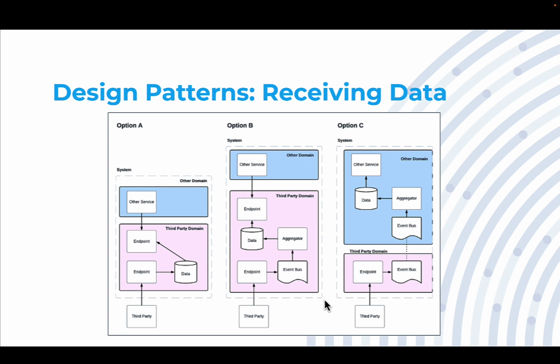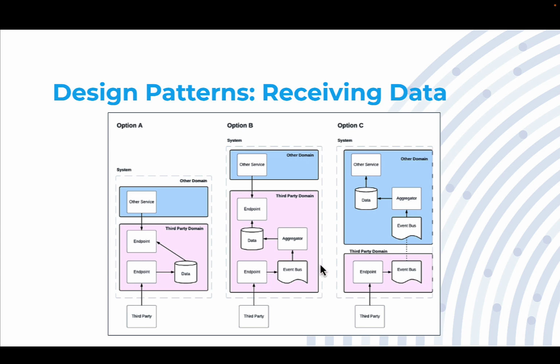Option B is similar, except instead of getting the data and directly storing it in a database, our endpoint in this case is getting the message from the third party and just putting it on the event bus and being done with it. The advantage of option B over option A is that in option A, we're relying on what is really a transaction for putting it into a database of some sort or data store of some sort, which isn't an event bus. And so really you have what is a transaction between the third party and this data store.